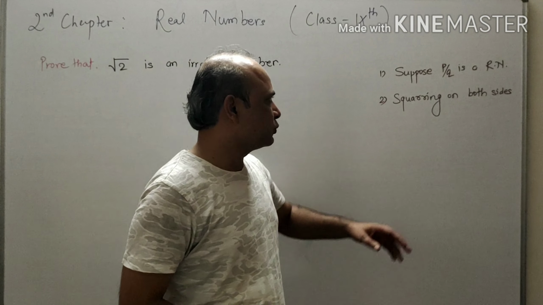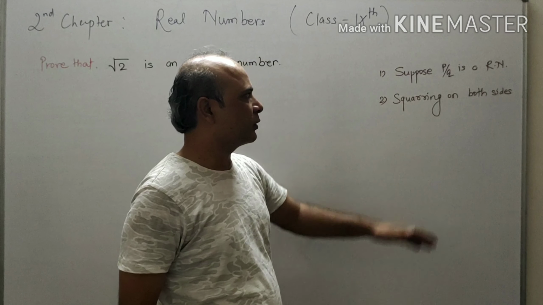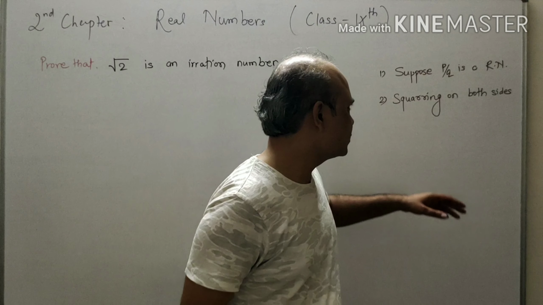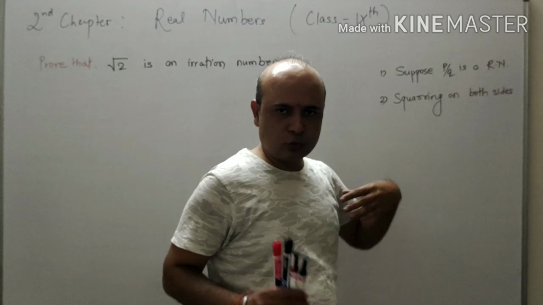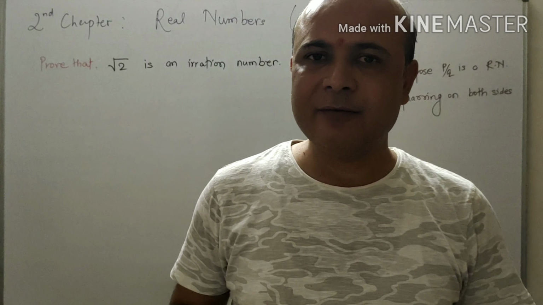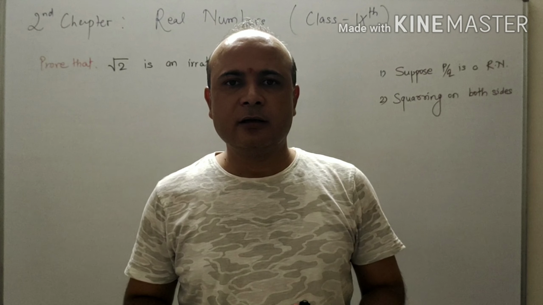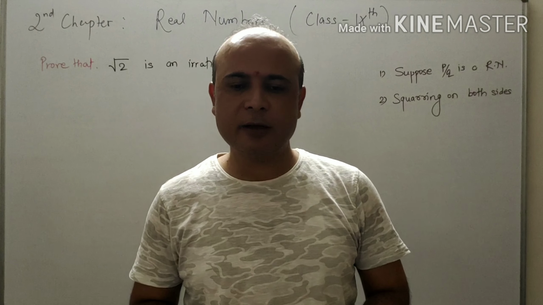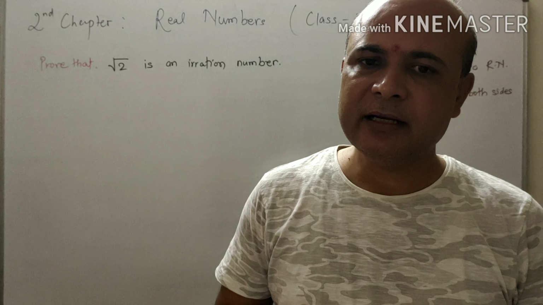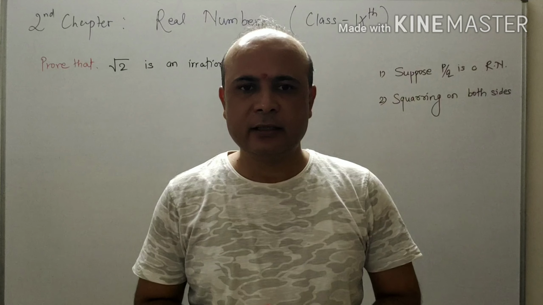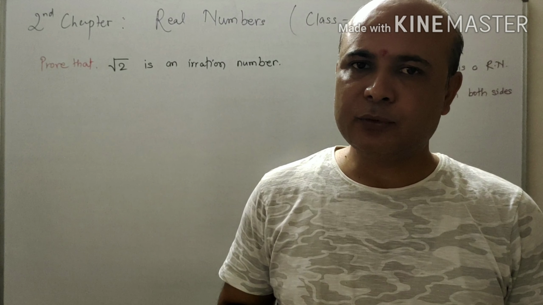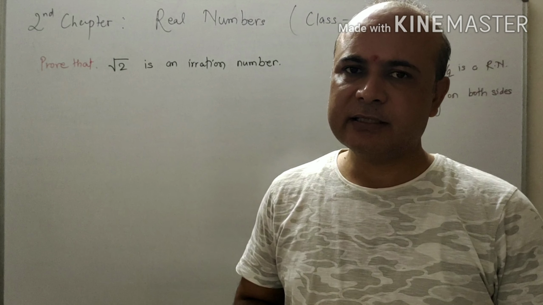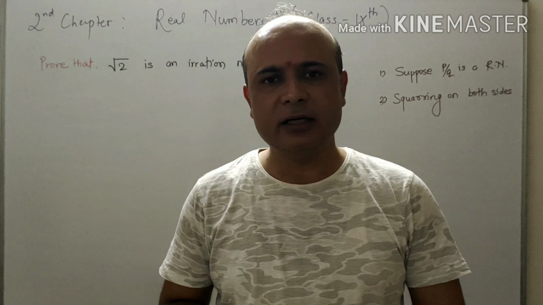Student, remember these 2 points. Point number 1, we are going to suppose first that root 2 is a rational number, and then we will prove that our assumption is wrong and root 2 is not a rational number. I will say that root 2 is an irrational number. Okay student, this is a little bit difficult, but you try to understand how we are going to prove that root 2 is an irrational number.